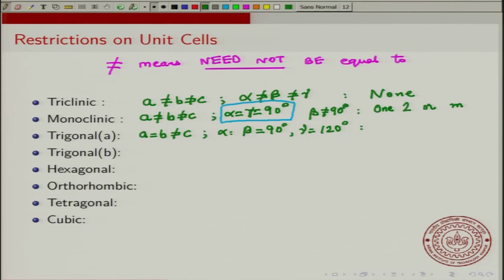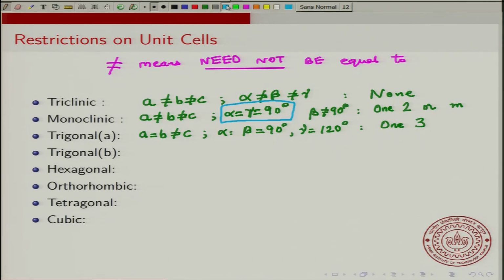Okay, and the essential symmetry is one 3-fold axis. So if it has a 3-fold axis, then you can call it a trigonal system. Now trigonal B is also in the same class, so that will also have only one 3-fold axis.